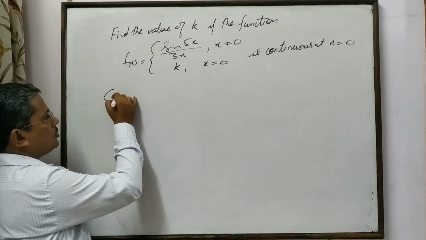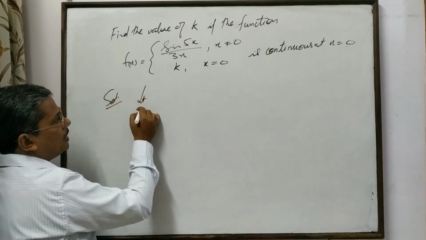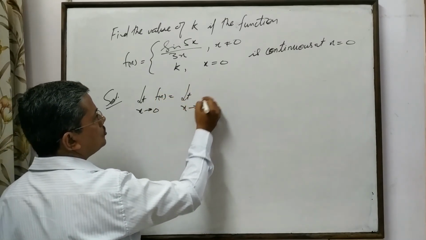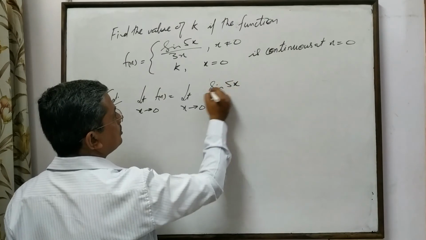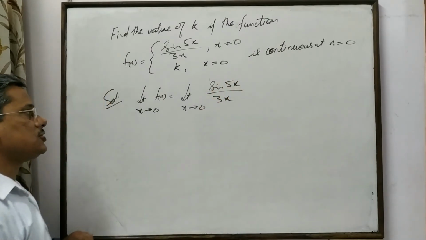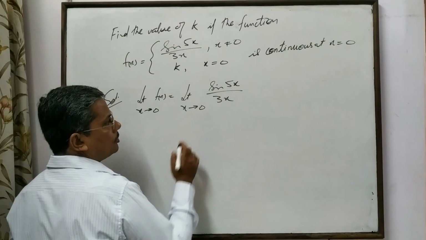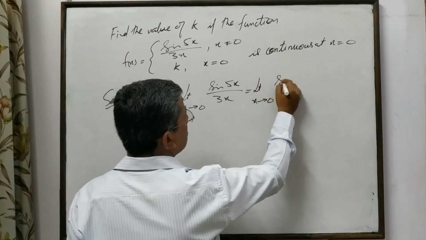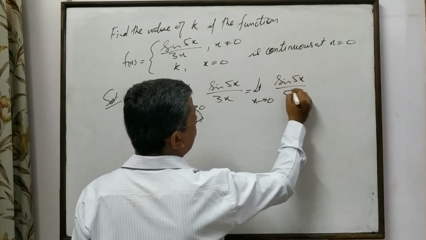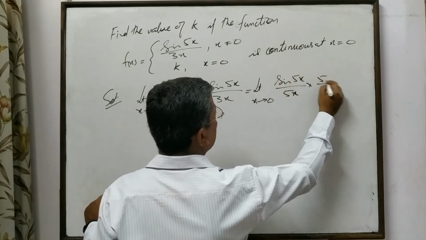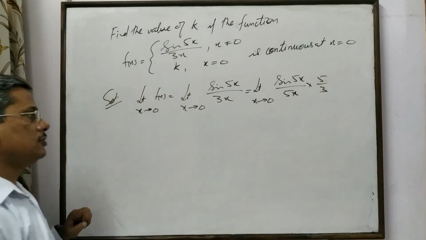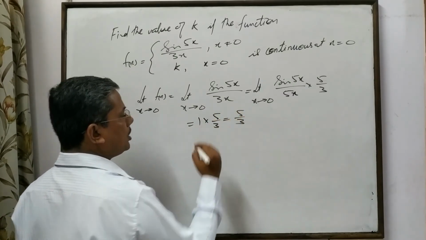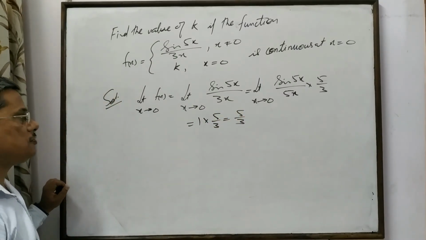Now first of all let's evaluate the limit. Limit x tend to 0 f of x. This is limit x tend to 0 sine 5x upon 3x. Now this limit exists if the angle is equal to denominator. So to make them equal, what we'll do is limit x tend to 0 sine 5x upon 5x into 5 upon 3. Multiply and divide by 5. So this comes out to be 1 into 5 by 3 is equal to 5 by 3. The value of limit is 5 upon 3.